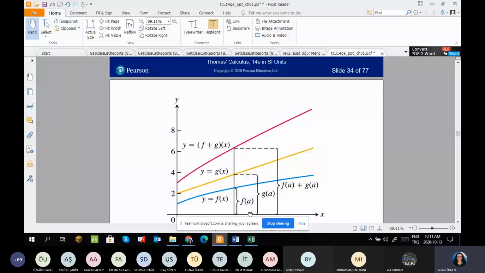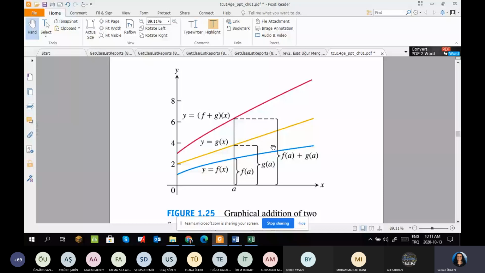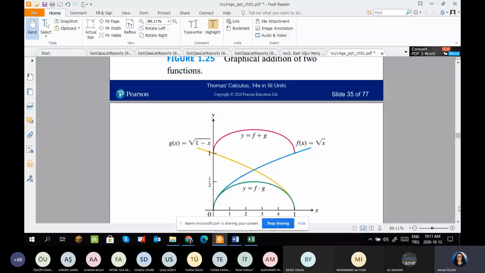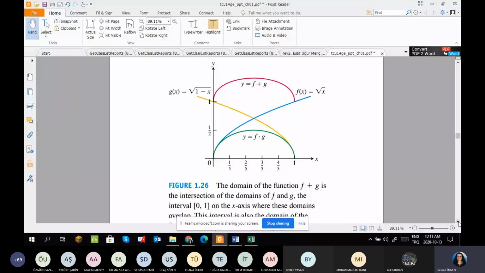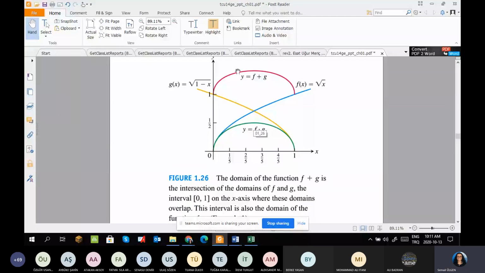All right, these are the graphs of f and g added up. Obviously f is this much and g is this much, and if you add them up, it's going to be bigger, assuming that f and g take positive values here. So pictorially you can see the graphical representation of addition of the two. And this graph shows the addition of the two functions, square root of 1 minus x and square root of x, and this is the graph of the product of the two. And they are all on the same domain.